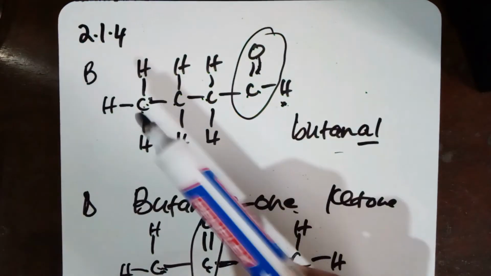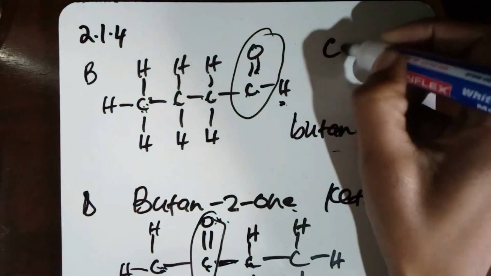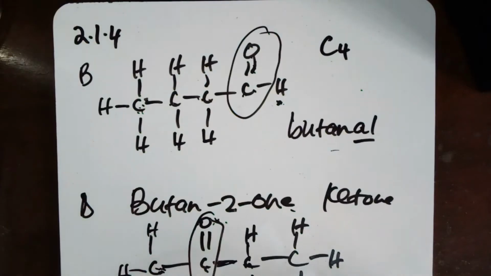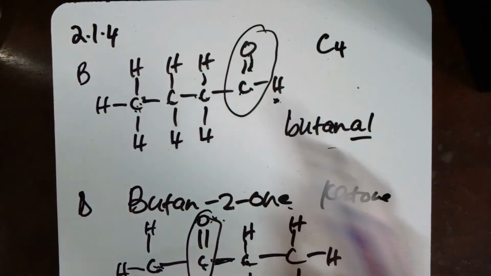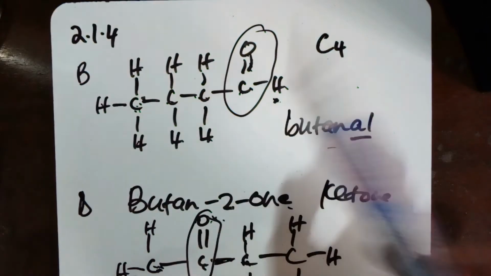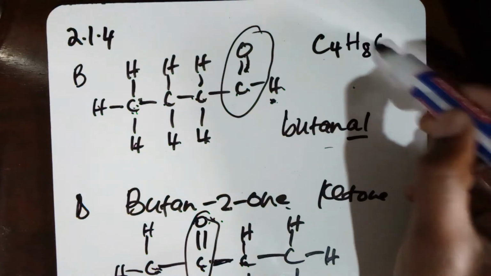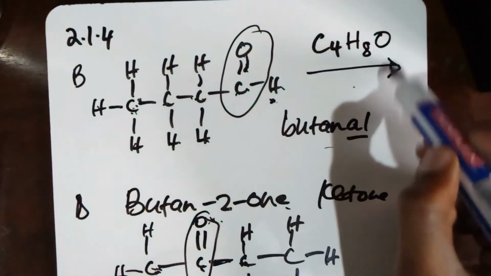So we see we have four carbons, 1, 2, 3, 4. So meaning it will be C4 to write the molecular formula. And then let us count the number of hydrogens: 1, 2, 3, 4, 5, 6, 7, 8. So H8, and the number of oxygens is just 1. So this is the molecular formula.